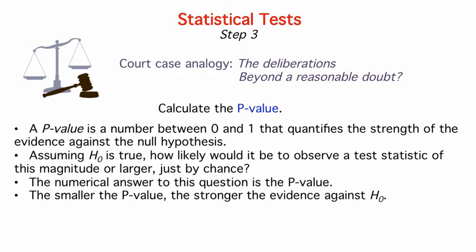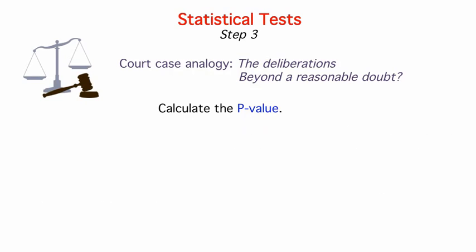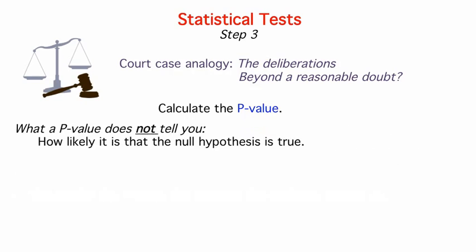The smaller the p-value, the more unlikely it is that we observe our data, assuming the null hypothesis is true. So the smaller the p-value, the stronger the evidence we have against the null hypothesis. A p-value is not a measurement of how likely it is that the null hypothesis is true. The null hypothesis either is true or isn't true. We may not know which it is, but we can't put a probability value on it because it's not random.